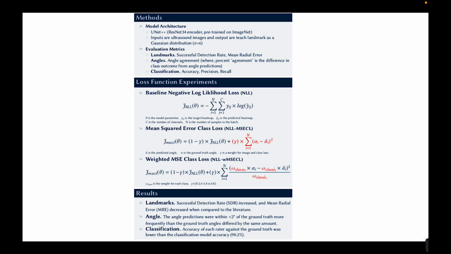This method found that the landmark performance was comparable to those published in literature. Our angle measurements were within 2 degrees of the ground truth angles and agreed more frequently with resulting classifications than the image alone method. The accuracy of multiple raters against the ground truth was lower than the model accuracy.